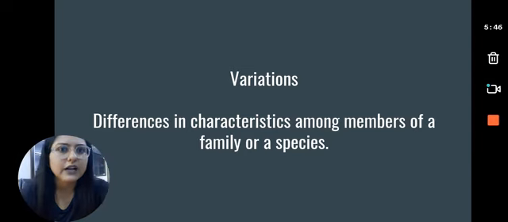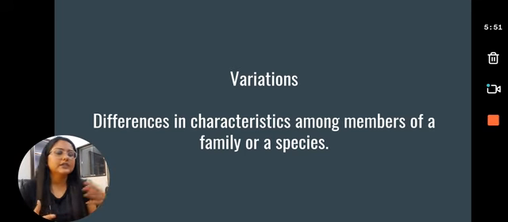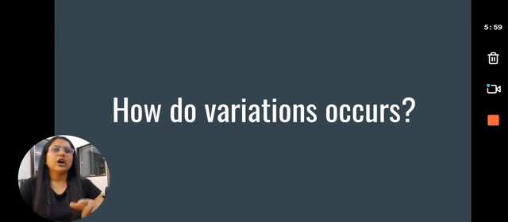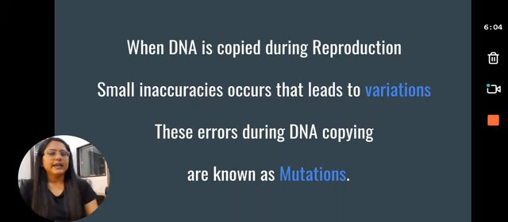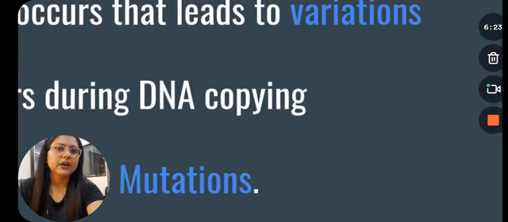We call them variations. So variations are differences in characteristics. The differences we see in characteristics among the different members of a family or a species, we call these differences variations. And now you might be wondering, ma'am, how do variations occur? As I already told you, during DNA copying or replication during reproduction, small inaccuracies occur which lead to these variations. And there is a term for these errors which happen during DNA replication or copying, and we call it mutation, as you can see on the screen.